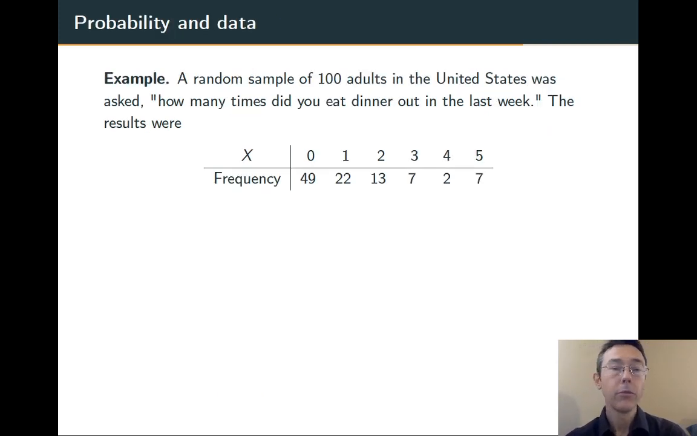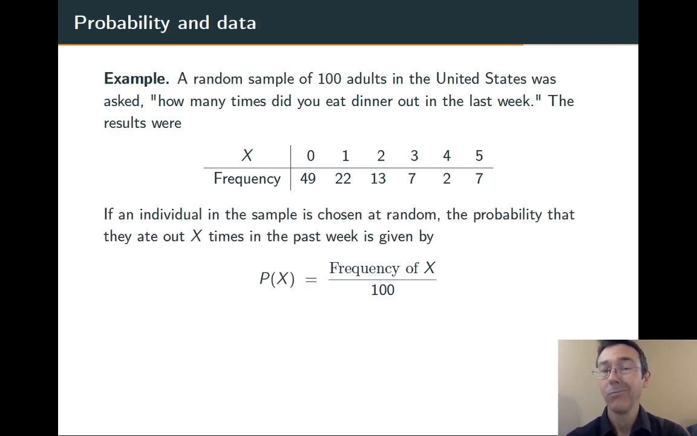Discrete probability distributions can come directly from data, as in this example. A random sample of 100 adults in the United States is asked, how many times did you eat dinner out this week? We get responses between 0 and 5. So now suppose we go out and pick one person from that sample at random. We can get the probability that they said 0, 1, 2, 3, 4, or 5 by taking the number of people in that sample that said yes in each of those categories and dividing it by the total size of the sample, 100.